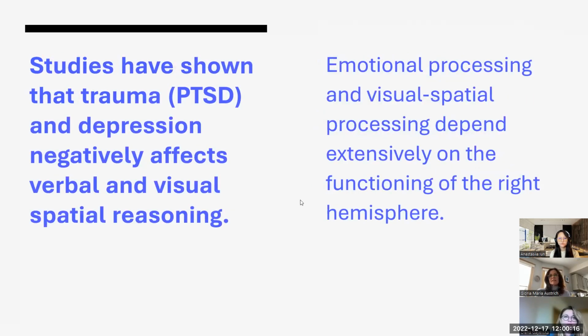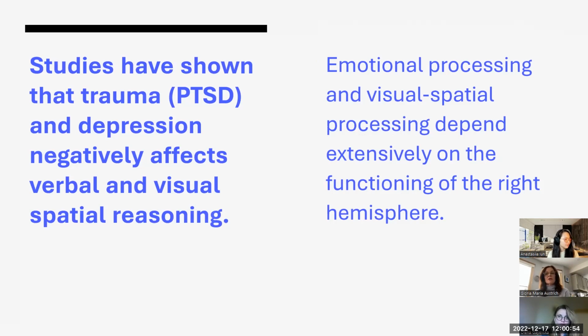So in the next couple of slides, I just wanted to encapsulate again what some of the findings have shown in terms of trauma and PTSD. I've gone into how it could affect areas of reasoning, memory, and processing speed. But here, studies have shown that trauma, PTSD, and depression negatively affect verbal and visual spatial reasoning. Those are the ones that have been shown to decrease. And if you do the assessment, their overall IQ is then going to be down as well, because these are two indexes that are calculated into the full scale IQ.